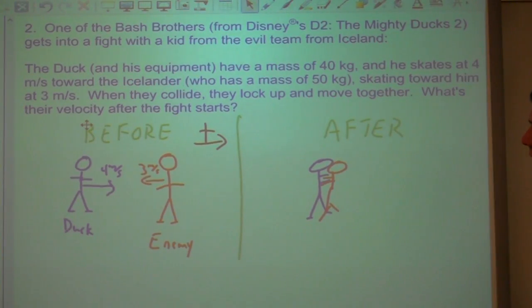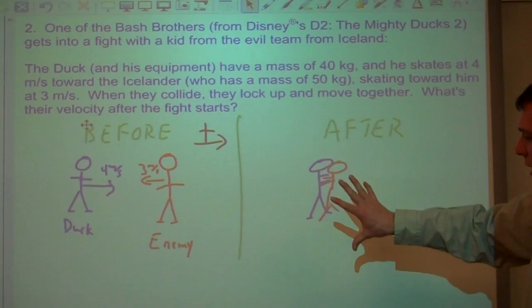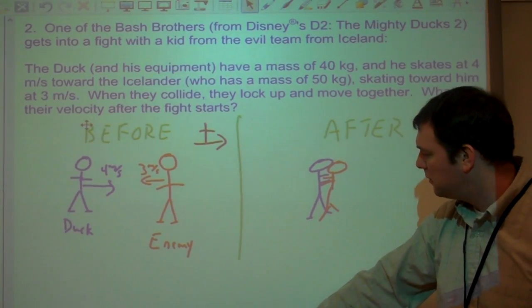So I'm going to use the law of conservation of momentum now that I've got this drawn out, and I'm going to work a little bit with some numbers now.